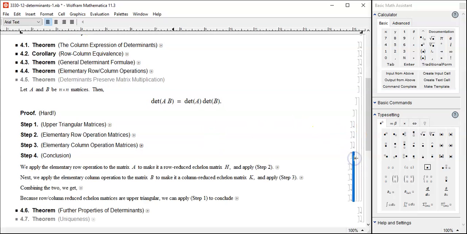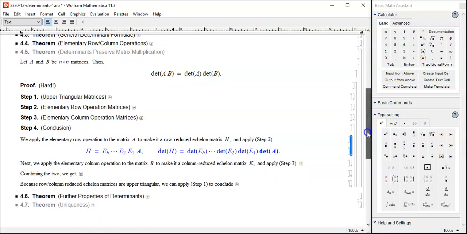Now for the conclusion. Let's begin with an arbitrary matrix A, and then apply elementary row operations and make it into a row reduced echelon matrix H. So we have multiple steps here, E1, E2, E3 up to Ek. And if you use step 2, the multiplicative property for elementary matrices, then we have the product of all these determinants. So the determinant of this row-reduced echelon matrix is the same as the product of all these determinants, and the last one is the determinant of A.